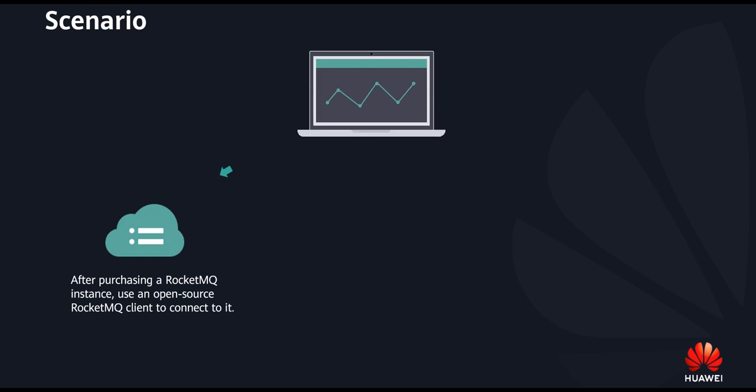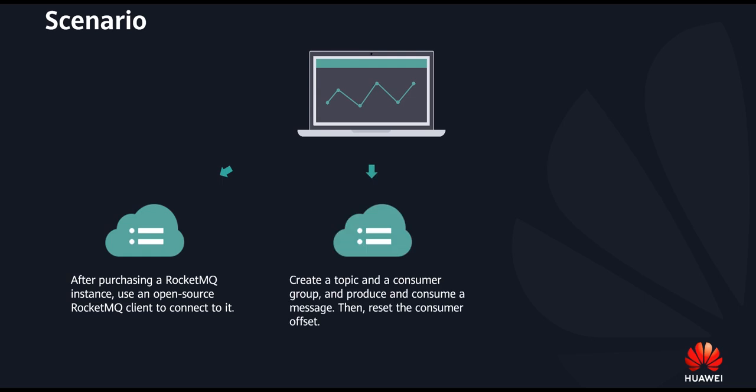After purchasing a RocketMQ instance, use an open-source RocketMQ client to connect to it. Create a topic and a consumer group, and produce and consume a message. Then, reset the consumer offset. This video demonstrates how to reset the consumer offset.